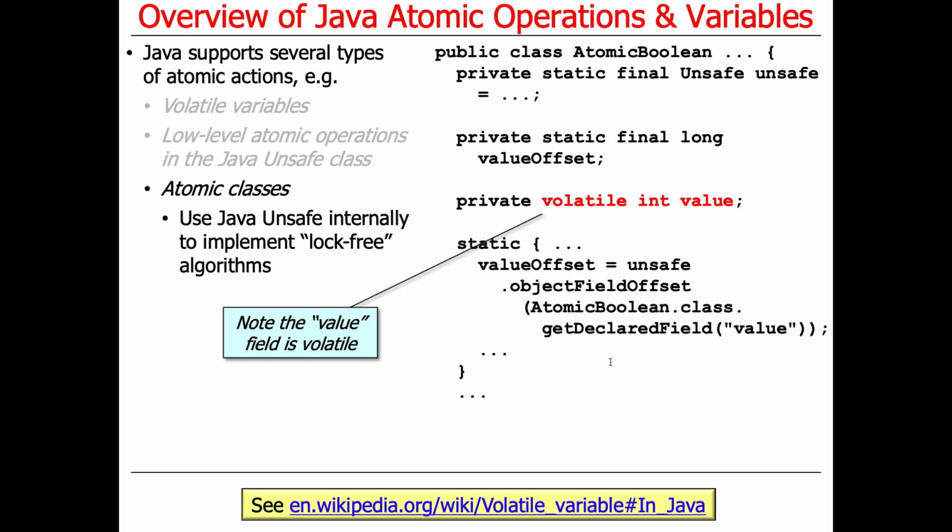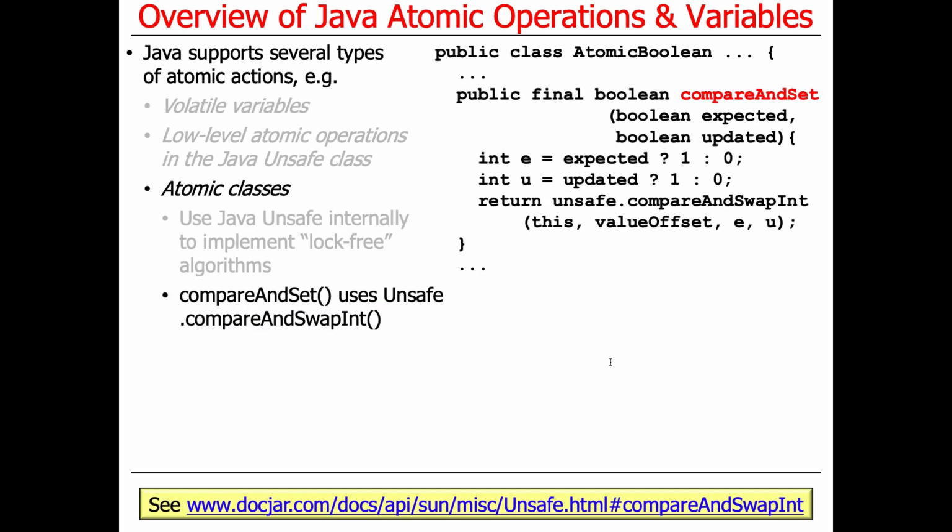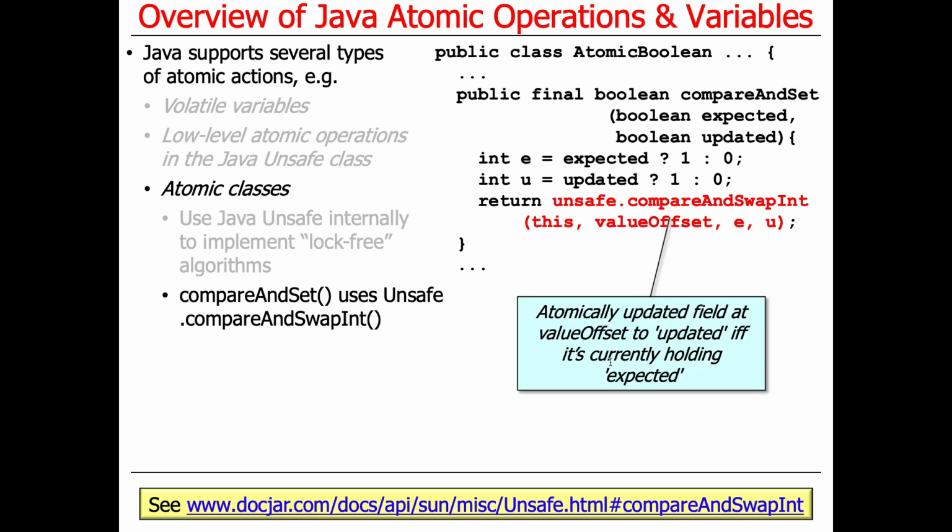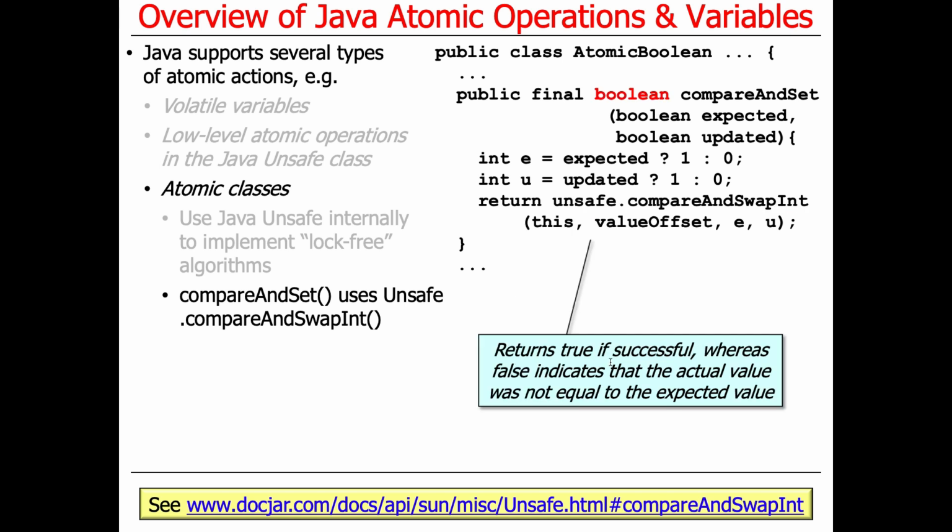So we're using the Java reflection API. We make a volatile value. And then Atomic Boolean has a compare and set method, which is very similar to compare and swap, just a slightly different name. You give it the Boolean that you expect and the Boolean you want to update to. Under the hood, it calls compare and swap int in order to try to atomically set that Boolean variable to the value that you want it to be. It returns true if it succeeds, whereas if it doesn't make that set stick, because it's currently in use, it returns false.